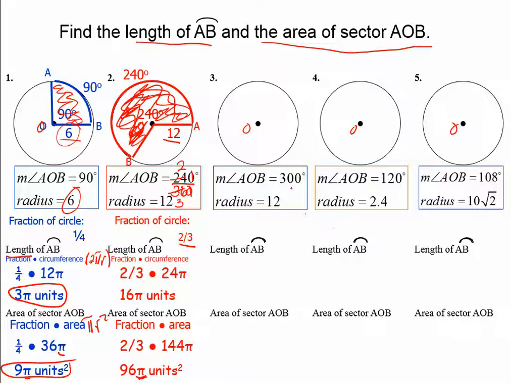Okay, let's move on to number 3. What am I going to put this over? 300 over what? The whole thing. Can I reduce? Does anything go into 30 and 360? A 3 goes in, that would be 10 over 12, and I can reduce that to 5 over 6. 6 goes into both of them. Okay, so my fractional part is going to be 5 over 6.